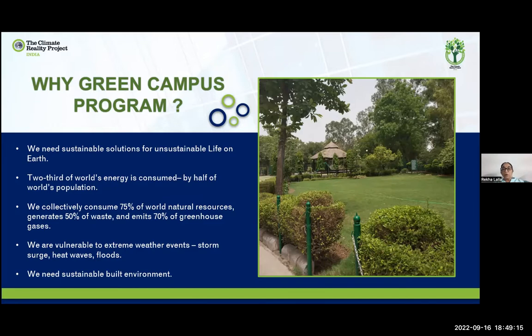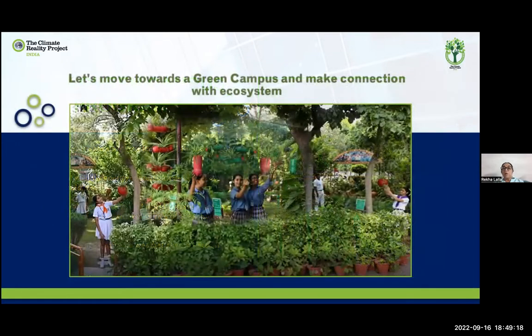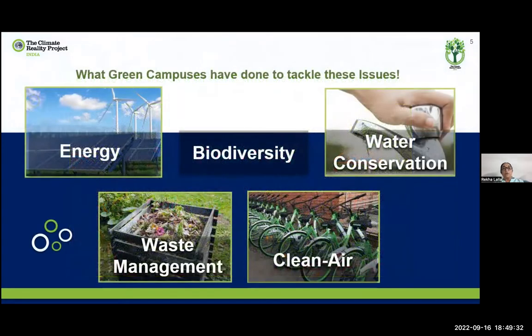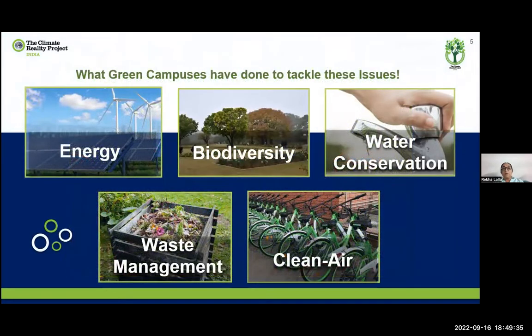So we talk about solar, we talk about rainwater harvesting, we talk about waste segregation and composting. That's how I think we need to move towards green campuses and connecting with the ecosystem. If that is there in the school itself, I think we have the answers for all. So that is why we started with 5 domains. We talk about energy, biodiversity, water conservation, waste management, and clean air.